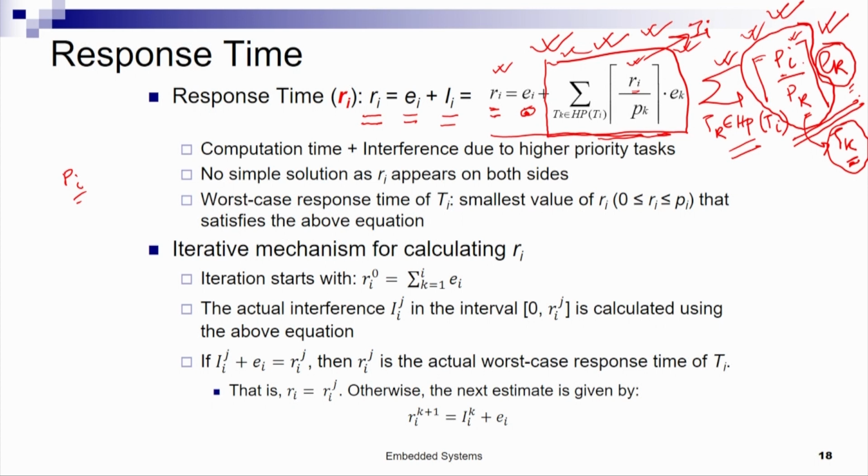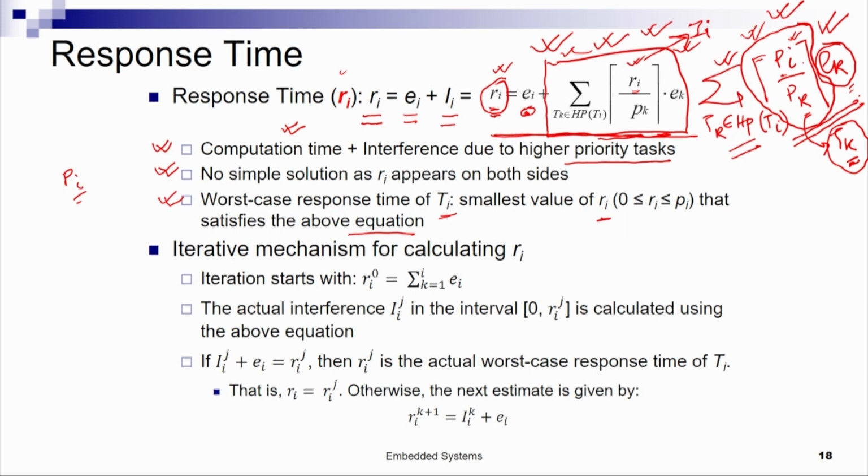Okay. So, let us see how we calculate the response time. We see that the response time is the summation of the computation time plus the interference caused due to higher priority tasks. There is no simple solution as R_i appears on both sides. The worst case response time of T_i, however, is obtained by the smallest value of R_i that satisfies the above equation. So, the catch is to be able to find the smallest value of R_i that satisfies this equation, and that is the worst case response time.